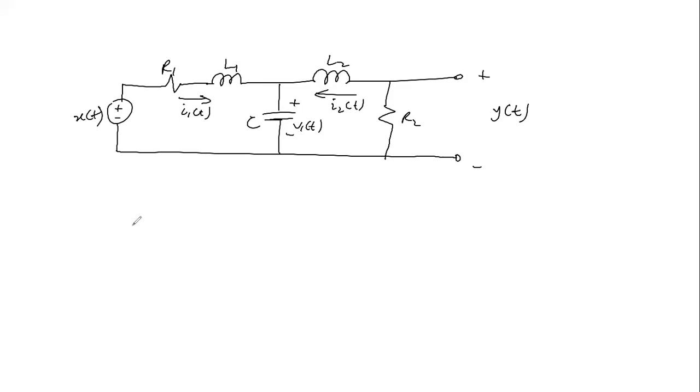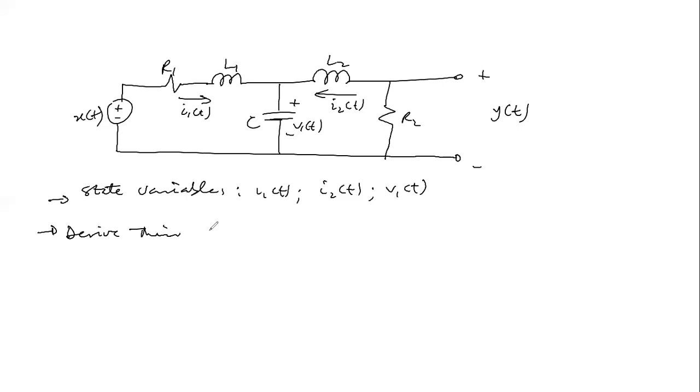Now, looking at this from what we just mentioned, what are the state variables? We said the inductor current and the capacitor voltage. So I1 of t, I2 of t, and V1 of t. Those are the state variables. Now we want to derive their relationship. I'll just do one, then run through.